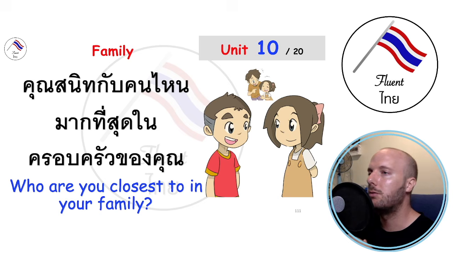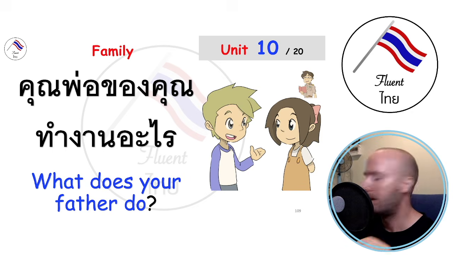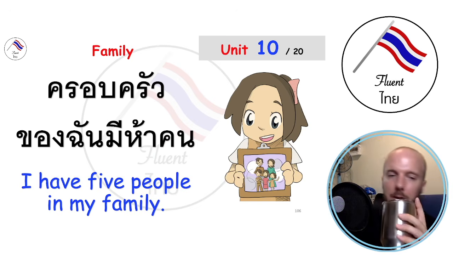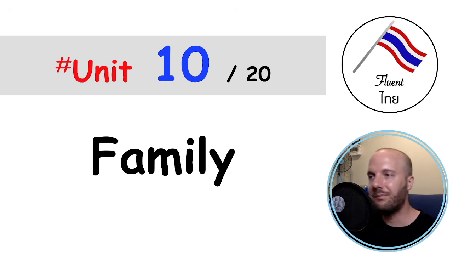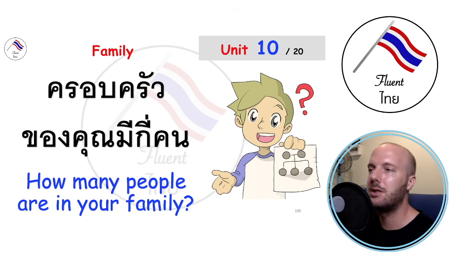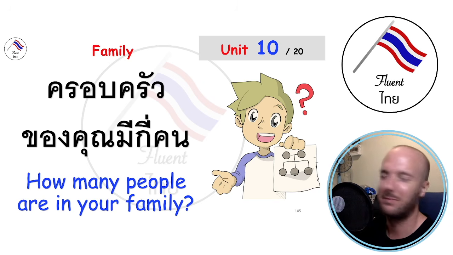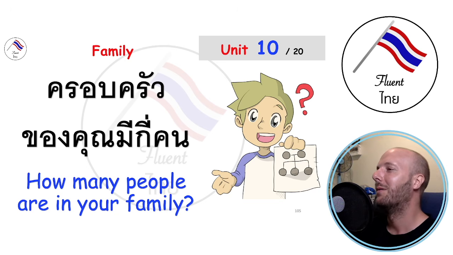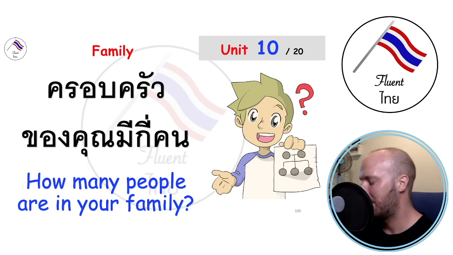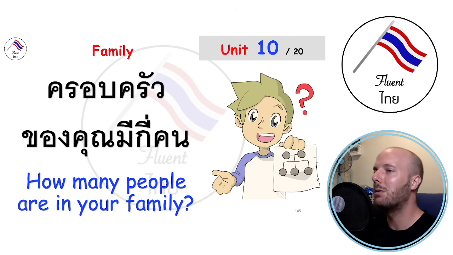Okay, so nothing too much to explain here, so let me have a quick sip. All right, Unit 10, let's do some repetition. Here we go. How many people are in your family? ครอบครัวของคุณมีกี่คนครับ. I might say ครับ, so it feels strange if I'm not saying it, especially with some questions, because you'll often say ครับ when you're asking questions to people. Anyway, ครอบครัวของคุณมีกี่คน.